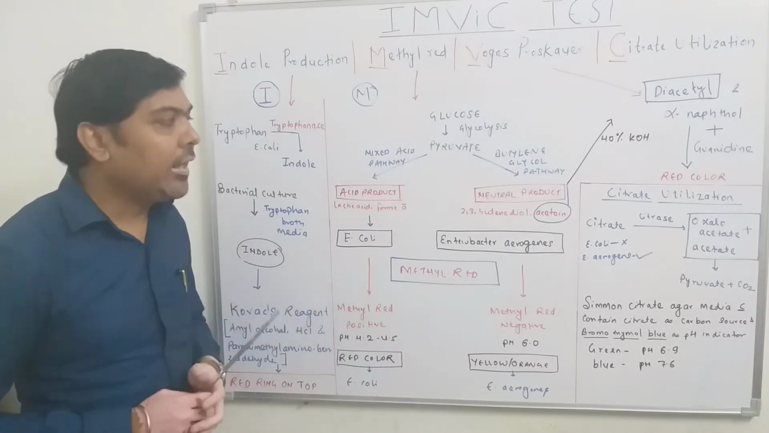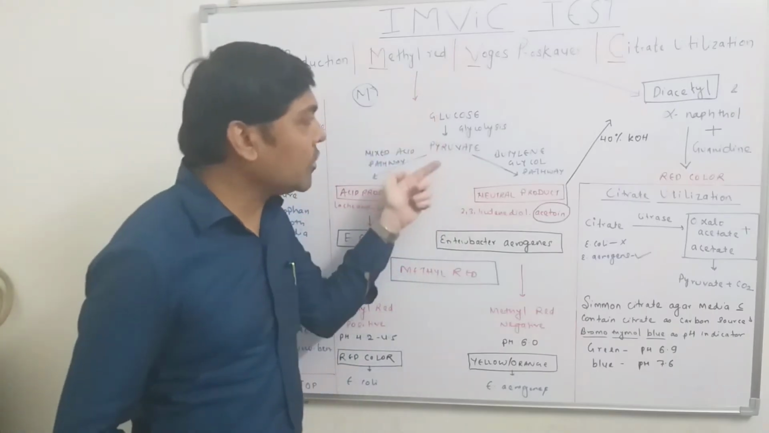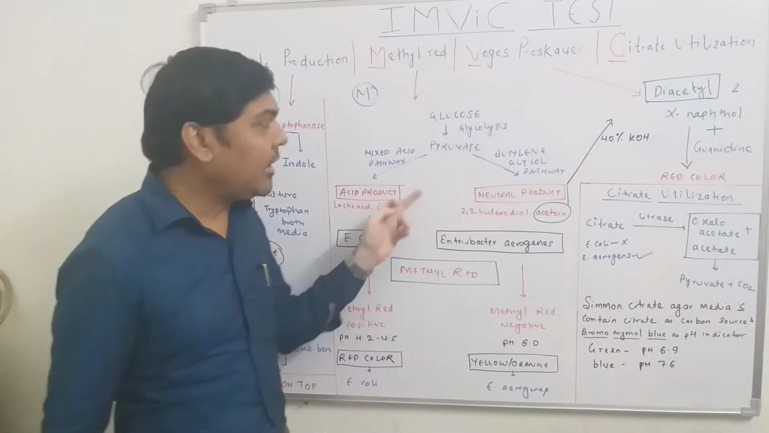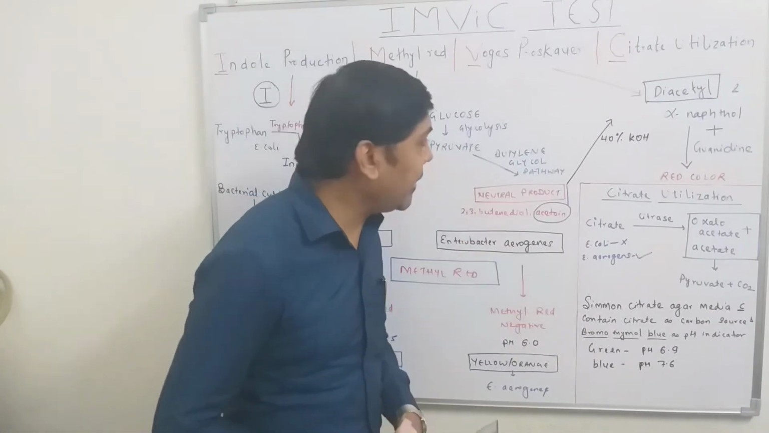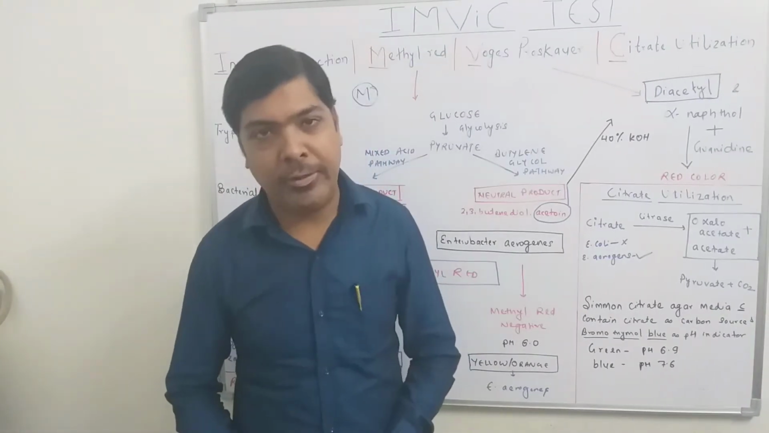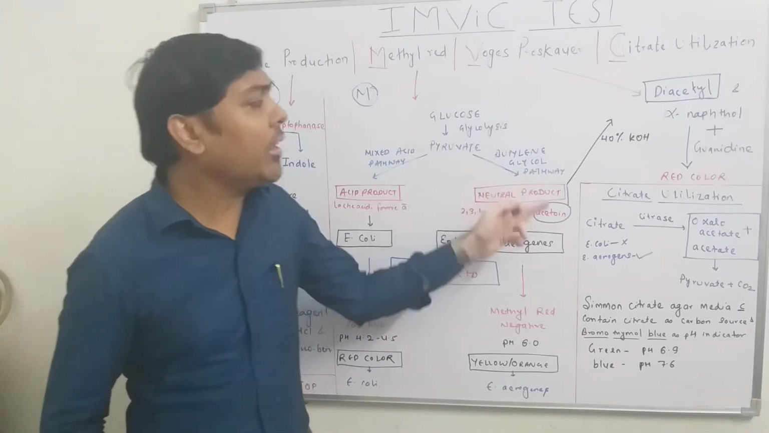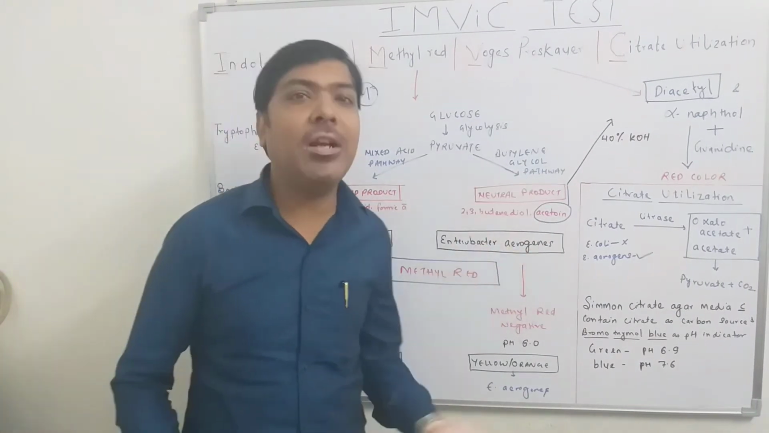But if we talk about Enterobacter aerogenes, then again the glucose will be converted into pyruvate, but further this pyruvate will undergo another pathway called the butylene glycol pathway. Because of this butylene glycol pathway, the end products which are generated are neutral in nature.